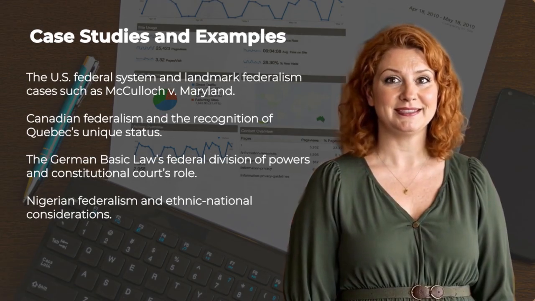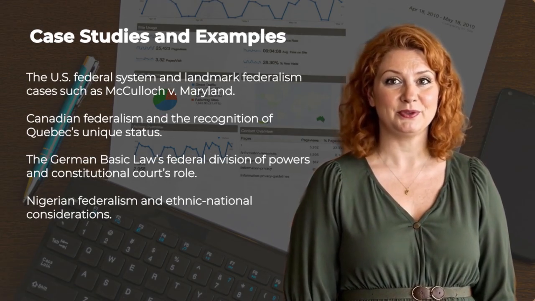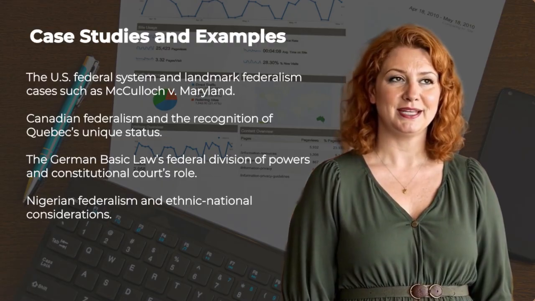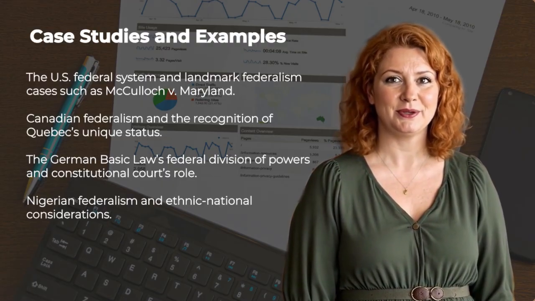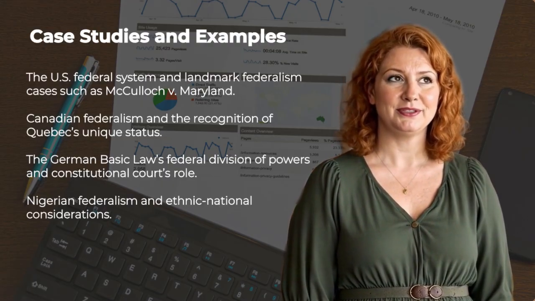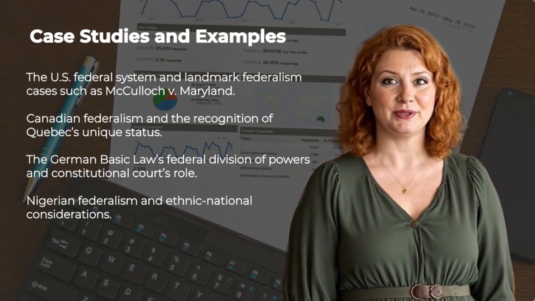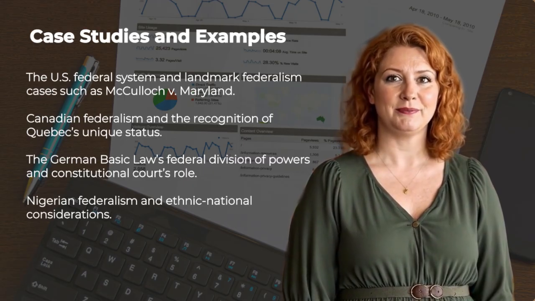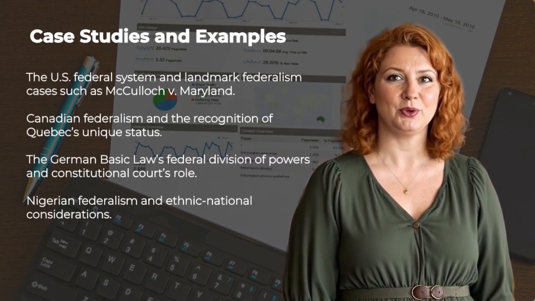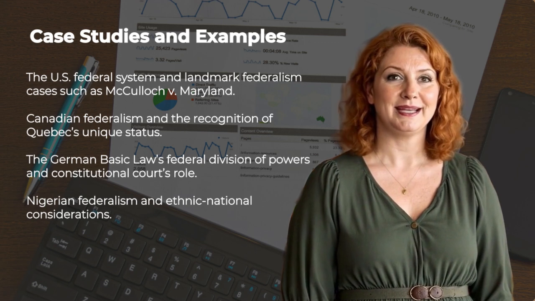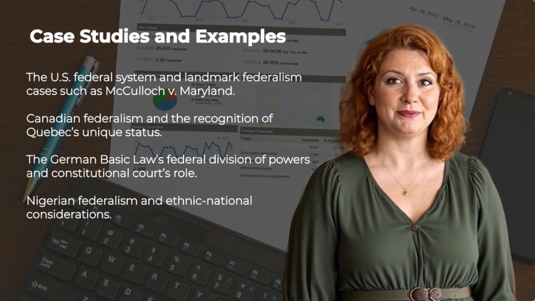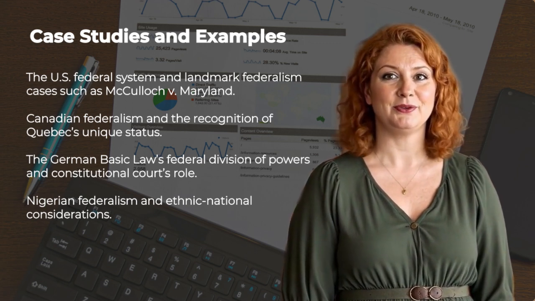Case studies and examples. The U.S. federal system and landmark federalism cases such as McCulloch v. Maryland. Canadian federalism and the recognition of Quebec's unique status. The German Basic Law's federal division of powers and constitutional courts' role. Nigerian federalism and ethnic national considerations. Indian federalism's asymmetric arrangements.